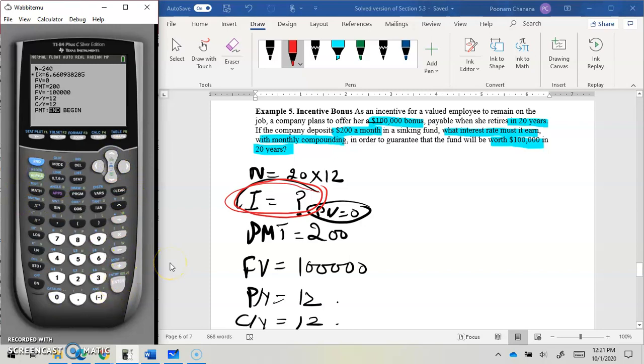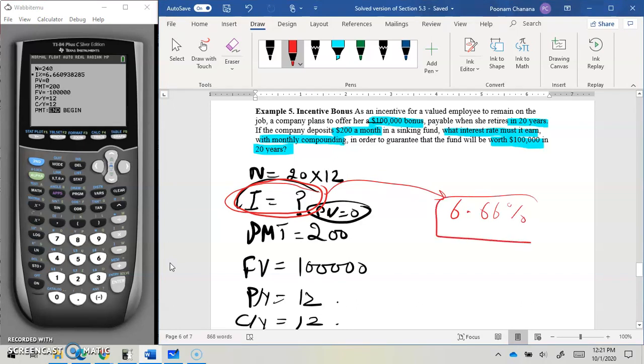We will have the I value. So I comes out to be 6.66. Once again, in the calculator, the answer comes directly as a percentage. You do not have to convert that into a percentage. So at 6.66% compounding monthly, $200 per month in 20 years will become $100,000.